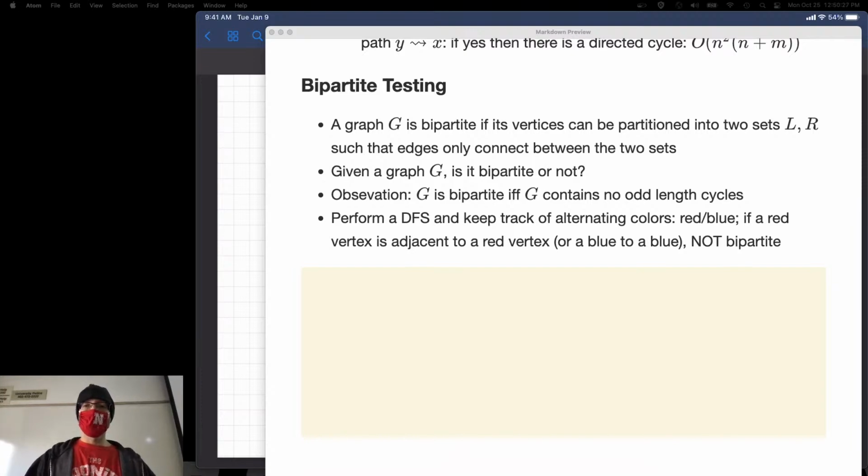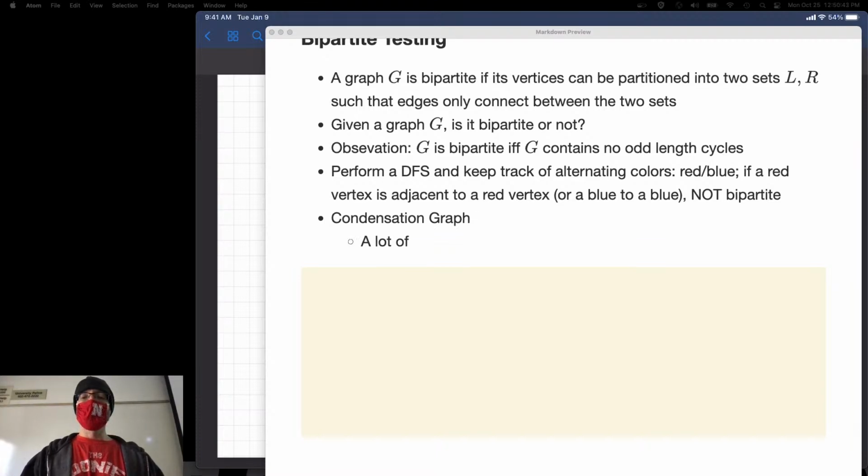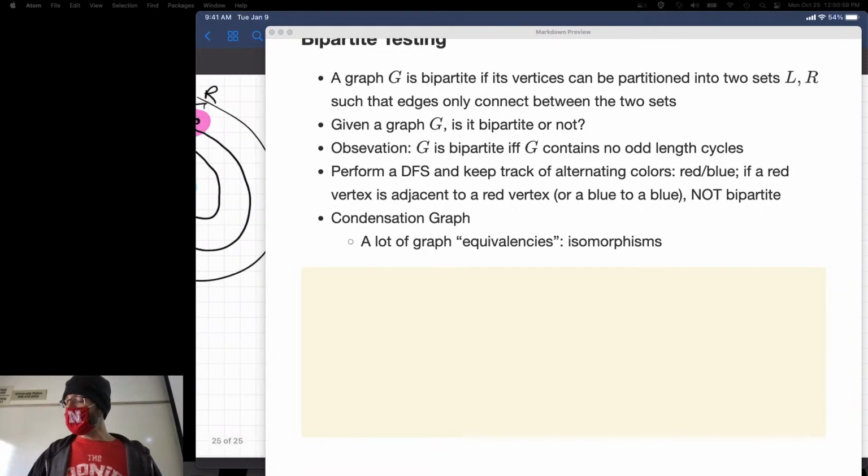All right, the next one, and probably the last one for today, is going to be what's called a condensation graph. I meant to look this up, and there are a lot of ways that you can collapse graphs, that you can expand graphs. There are a lot of graph equivalencies. You can talk about isomorphisms. So did you talk about graph isomorphism in 235? No? Okay. So what is an isomorphism?